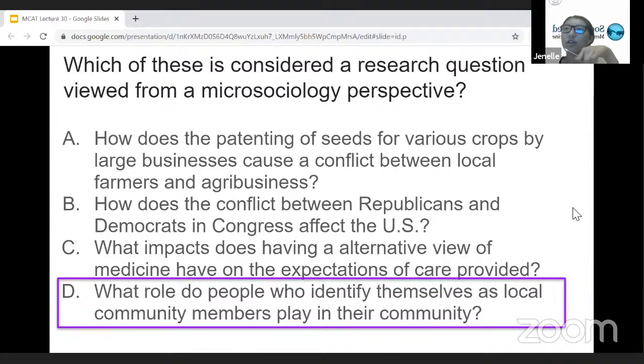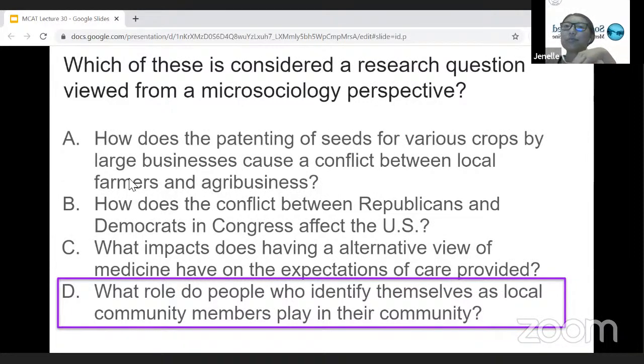And so we want to look at something affecting a small-scale perspective. For choice A, it says, how does the patenting of seeds for various crops by large businesses cause a conflict between local farmers and the agribusiness? We see here that the agribusiness is a really big, large-scale type of business, so that already would be a macrosociology idea.